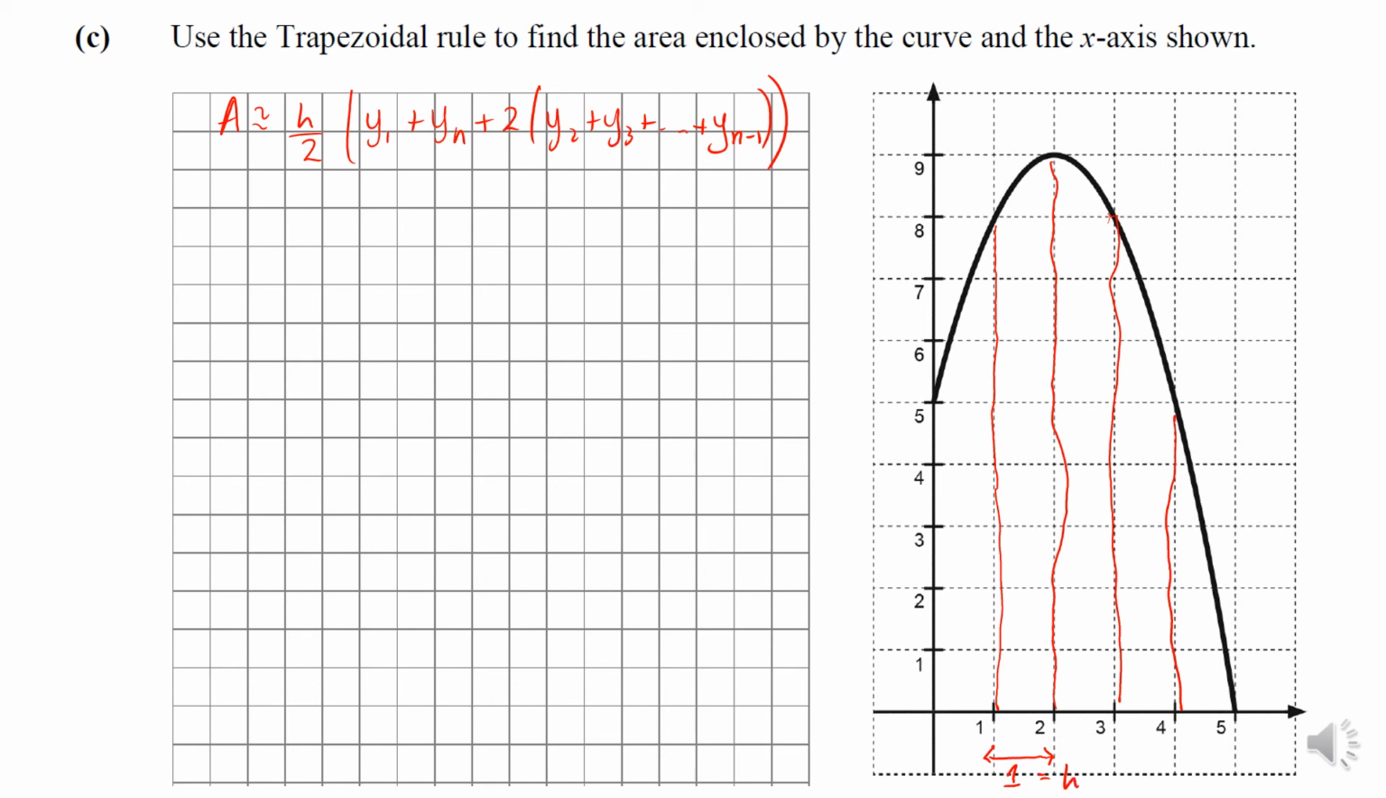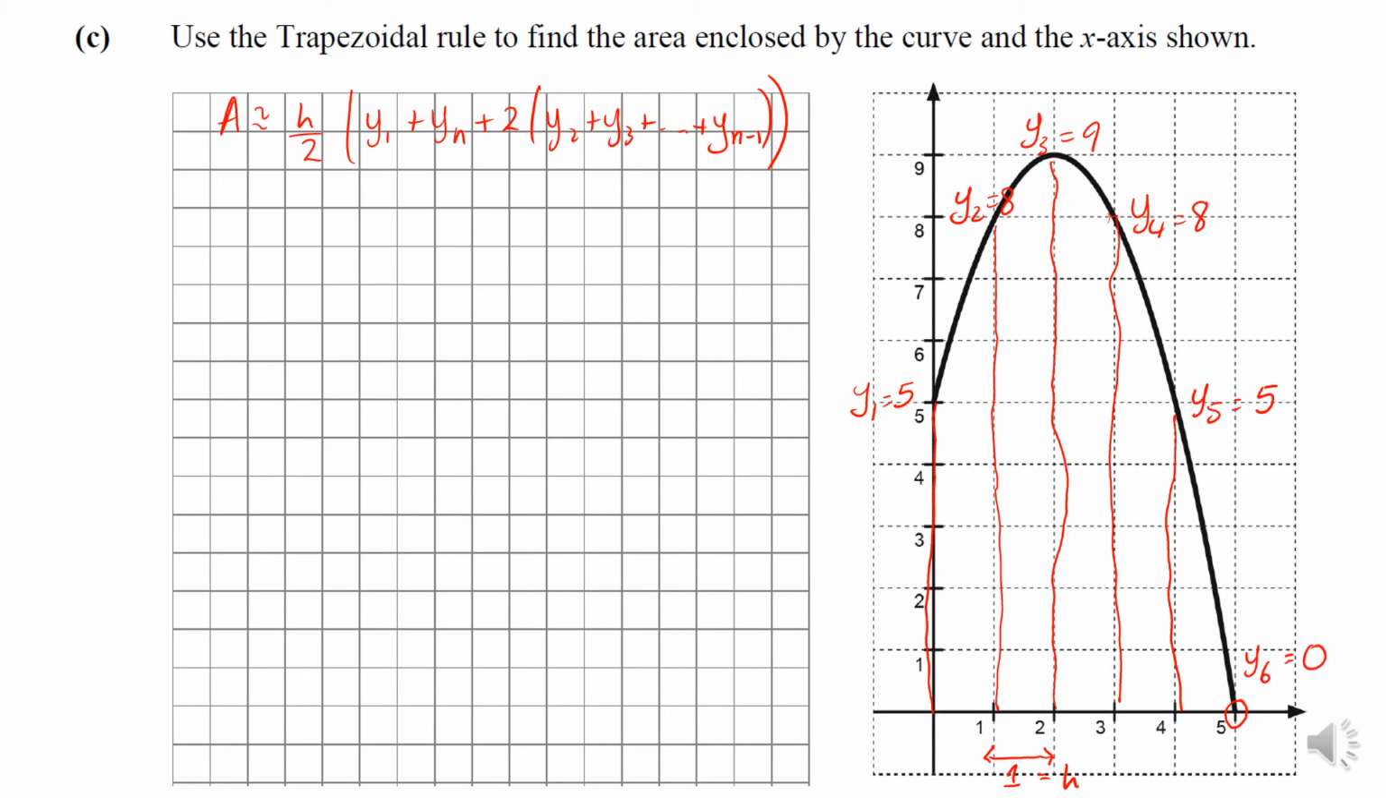Now starting at the start here, the first height, y1 is 5. The second height here, y2 is 8, so we're using the graph to give measurements. y3 is 9, y4 is 8 again, y5 is 5, and the last one, it does go right down to the floor, down here, and we do have to include it. y6, it is no height, or it is 0.